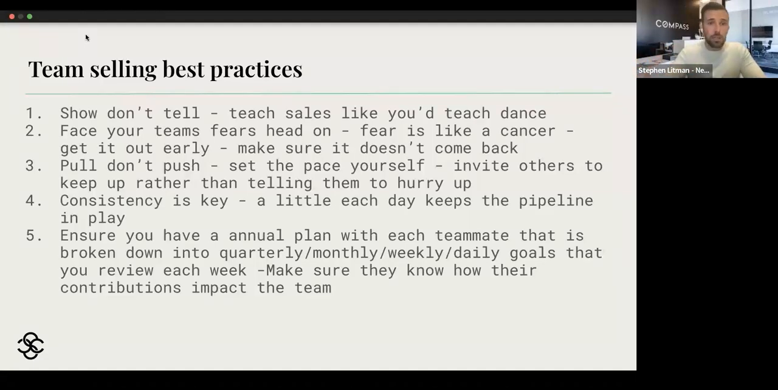I've seen too many team leaders, unfortunately, try to get others to do things that they themselves don't do. I know it sounds like the same point I just made, but I've yet to see it work. So set the pace yourself.